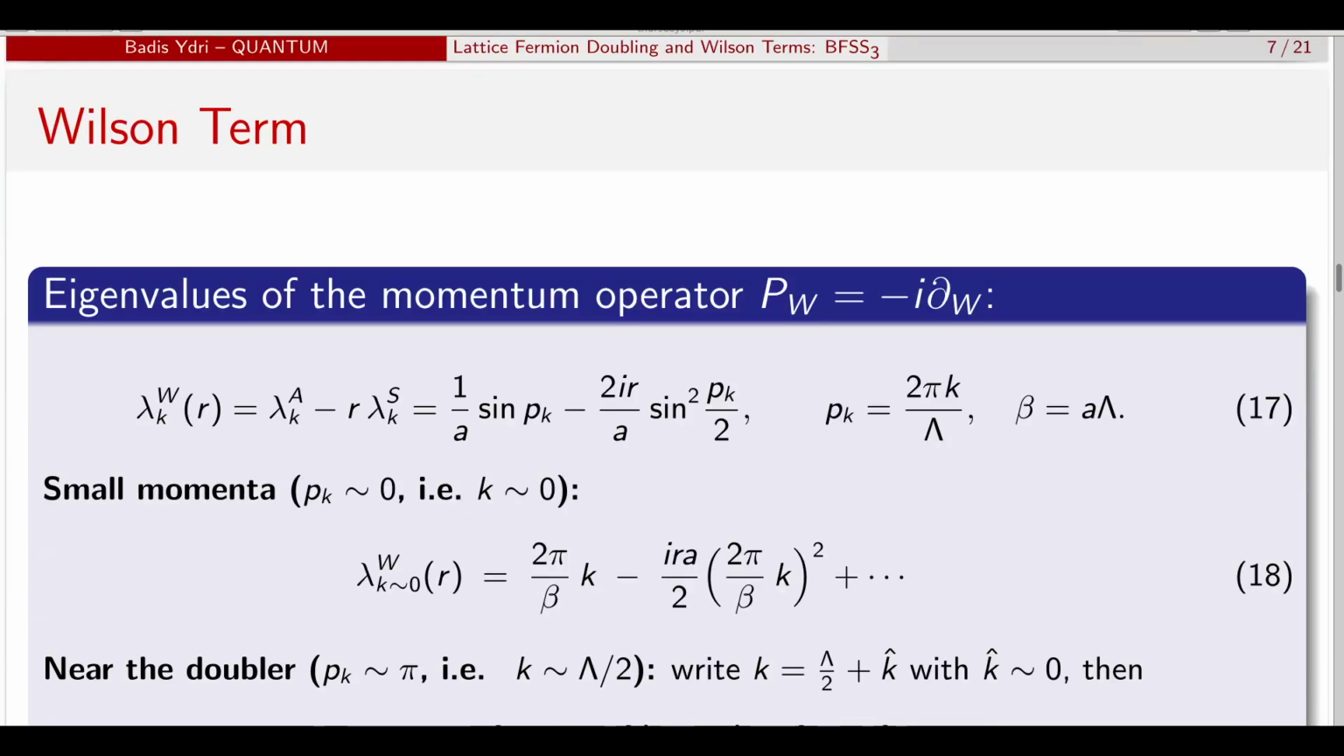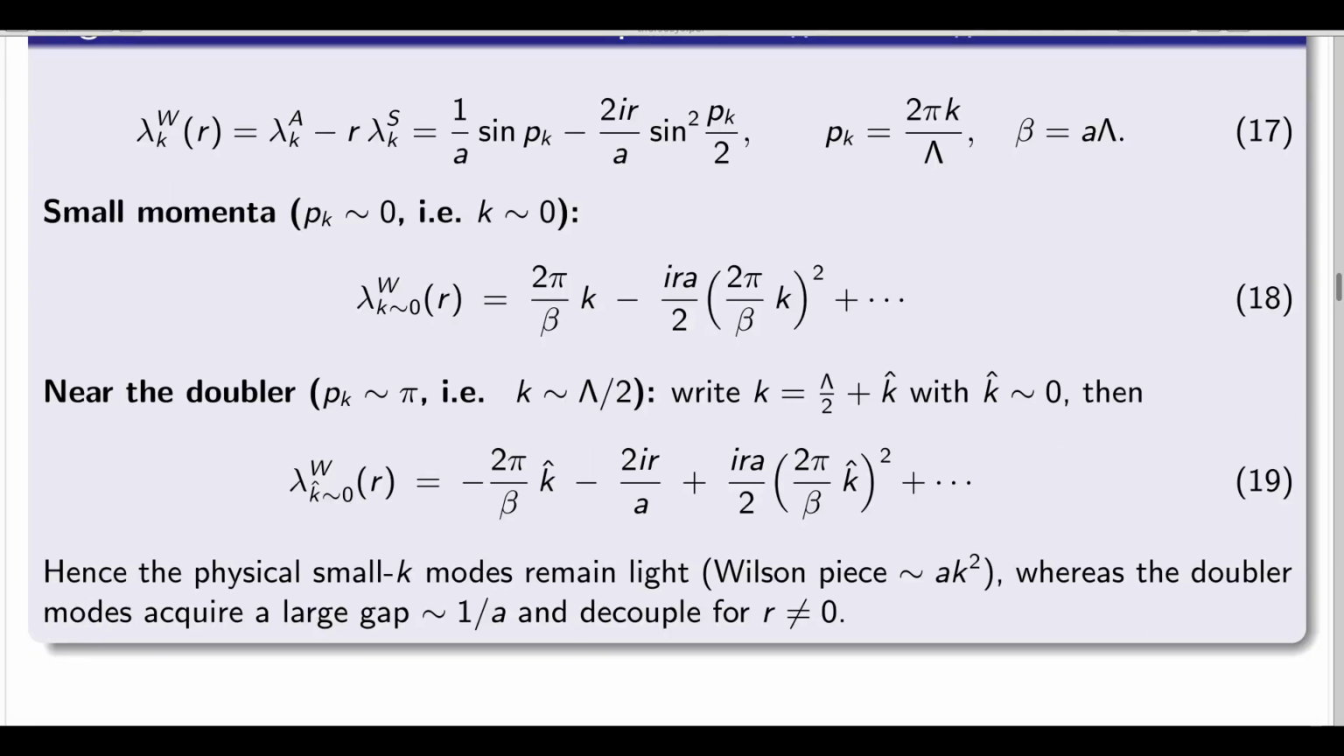The eigenvalues of the momentum operator, P_w equals minus i times partial_w, are given in equation 17. For small momenta, where p_k is near 0, the expansion gives lambda_kw approximately 2 pi k over beta minus i r a over 2 times (2 pi k over beta) squared. Near the Brillouin zone edge, where p_k is close to pi, we write k equals lambda over 2 plus hat k, and find lambda hat_kw approximately minus 2 pi hat k over beta minus 2 i r over a plus i r a over 2 times (2 pi hat k over beta) squared.